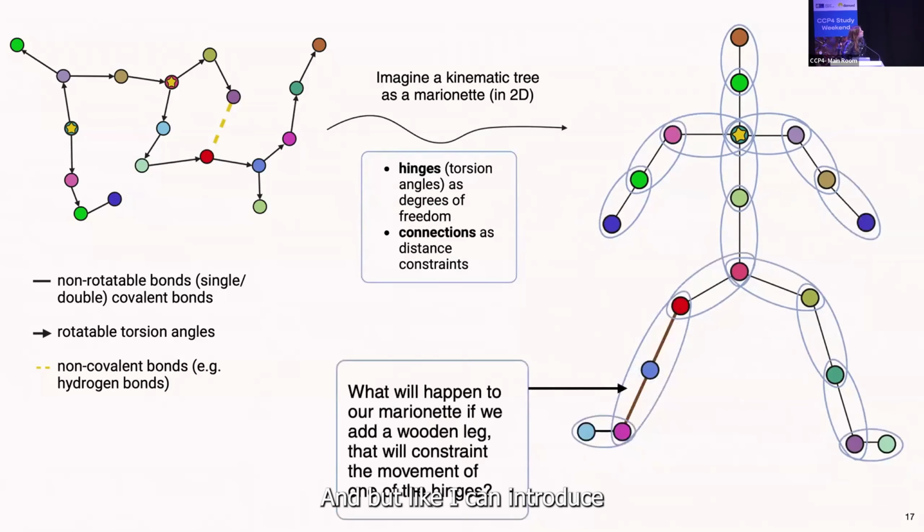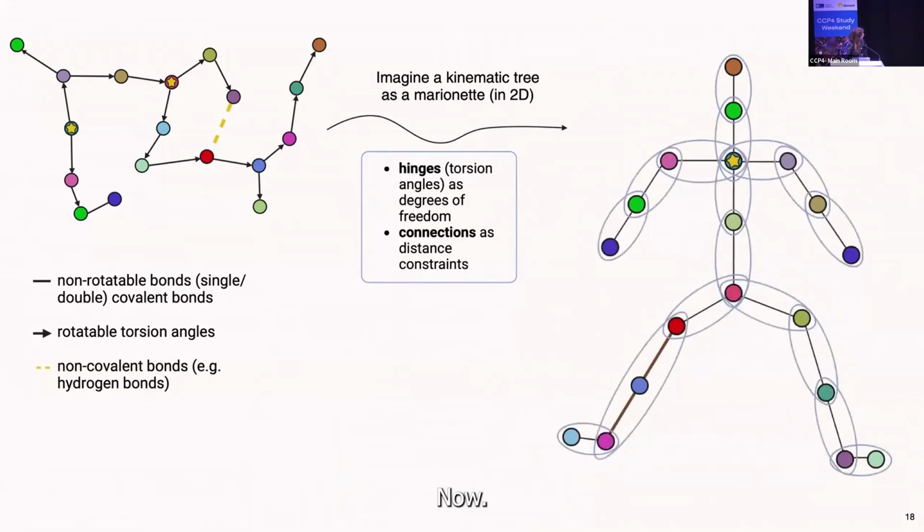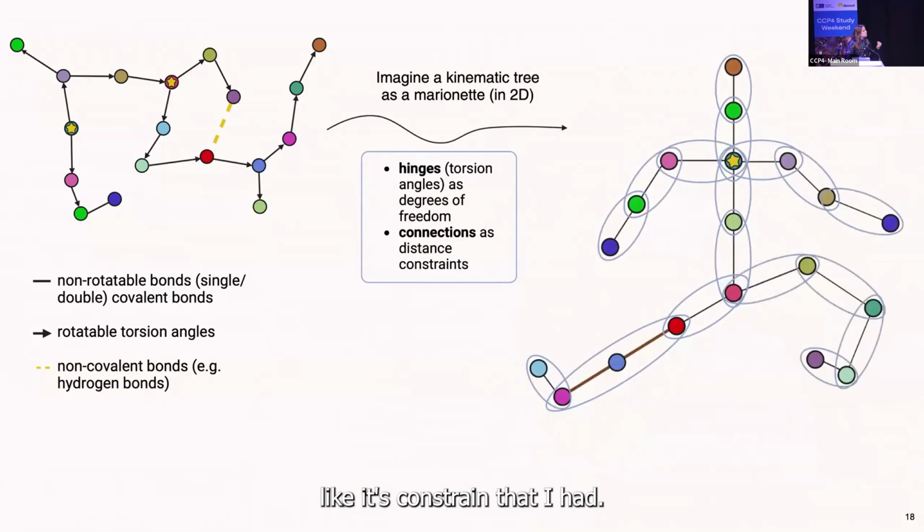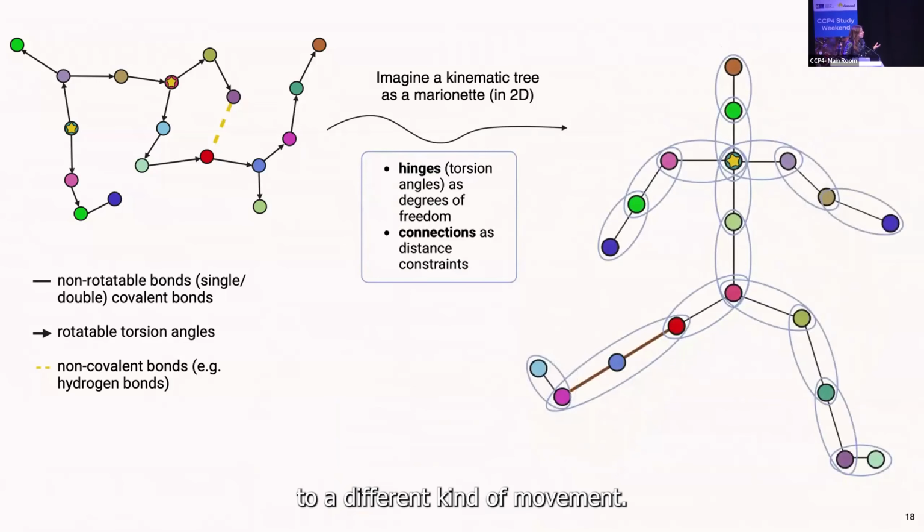But I can introduce a wooden leg, let's say, in the marionette that will constrain the movement of the knee. So the knee cannot move now, and the movement will look something like that. So it will be different from when I didn't have it. Each constraint that I add corresponds to a different kind of movement.